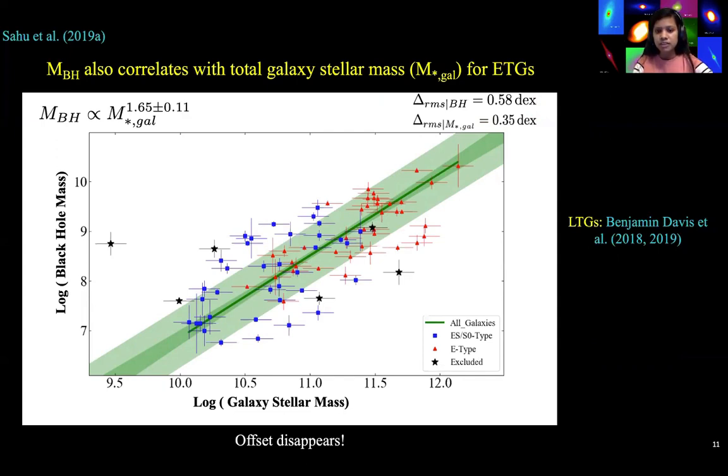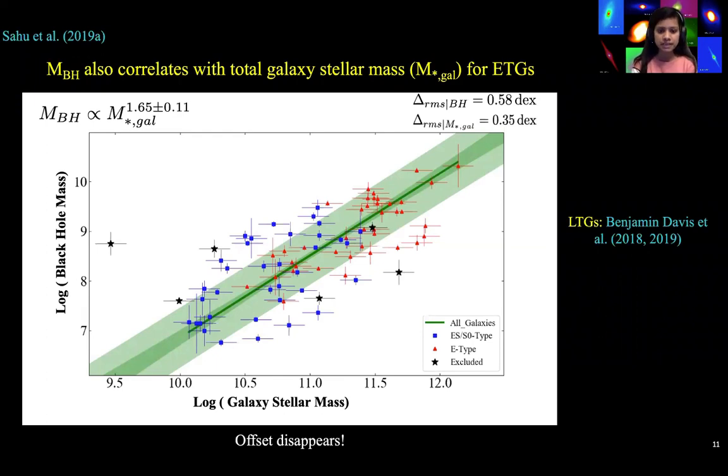But the important message of this diagram is that we do find a tight correlation between black hole mass and the host galaxy mass for early type galaxies. That means even if we cannot perform bulge disk decomposition of a galaxy, the total galaxy mass can be used to predict the black hole mass.